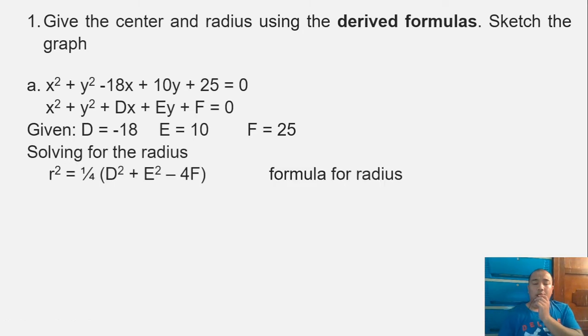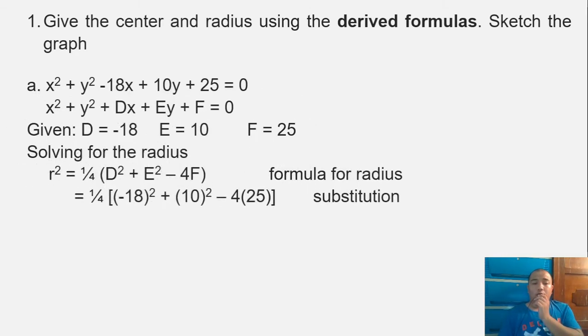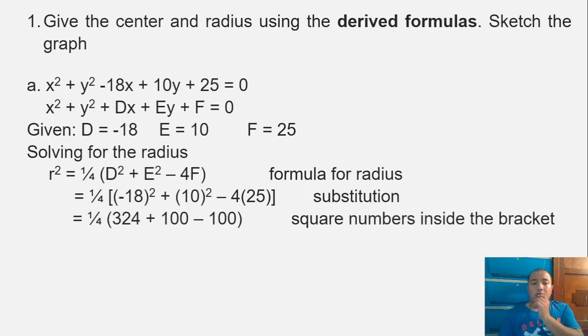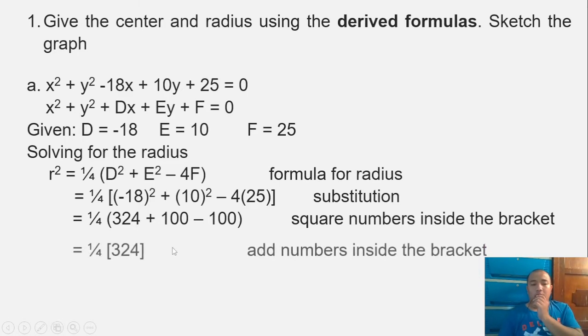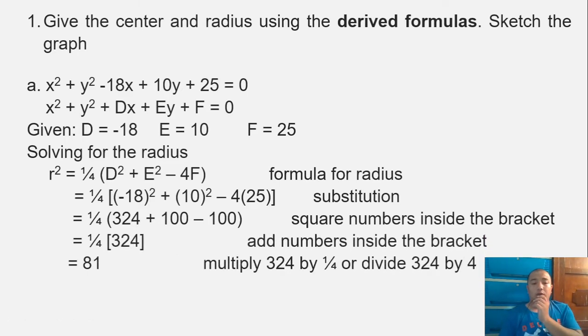So let us now solve for the radius. Formula is r squared equals 1/4 quantity d squared plus e squared minus 4f. Just substitute the values of d, e, and f. So we have 1/4 times quantity negative 18 squared plus 10 squared minus 4 times 25. Let's square the numbers inside the bracket: 1/4 times quantity 324 plus 100 minus 100. Yes, negative 18 squared is 324, 10 squared is 100, 4 times 25 is 100. 100 minus 100 is 0, so what remains is 324 times 1/4, which is equal to 81.